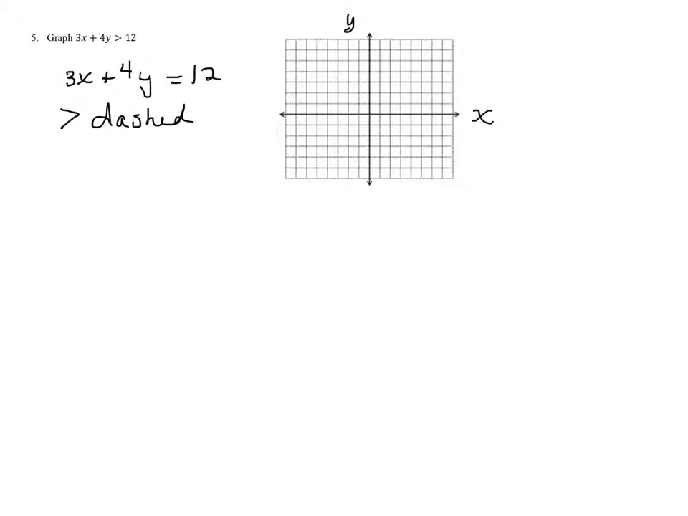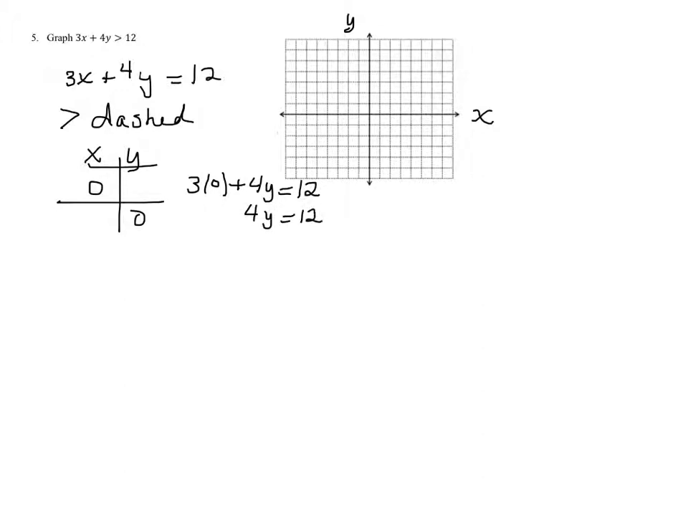Good? Now for this one, yes, I can put it in slope-intercept form if I want to. Or I'm going to take this opportunity to review some intercepts. So what I'm going to do is I'm going to do the tic-tac-toe method on this. When x is 0, 4y is equal to 12, y is 3. So 0, 3 is on the line.